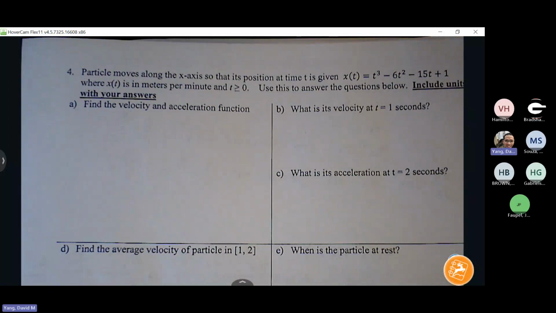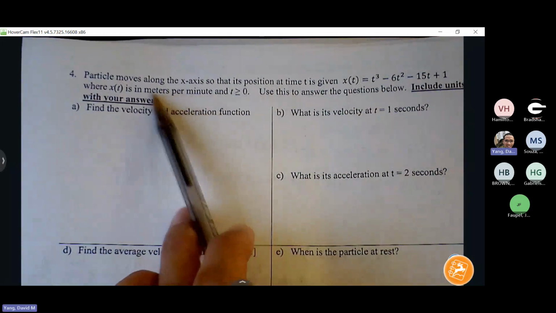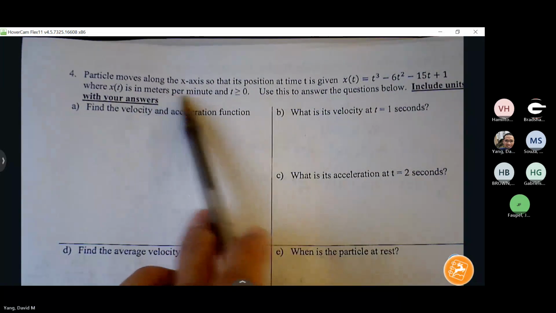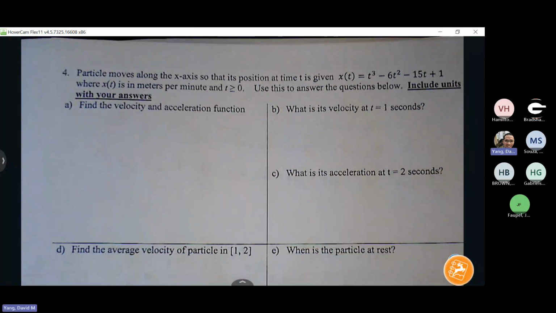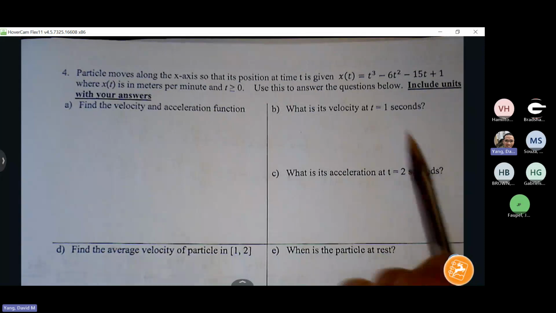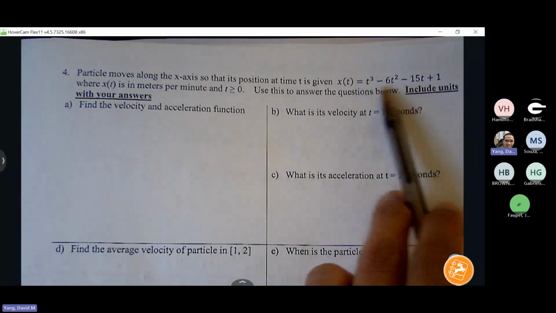Okay, a particle moves along the x-axis. x of t is given by the equation that you see there. Meters per minute. So make a note of that, your units here. Include units with your answer. Find velocity and acceleration. So we'll go ahead and just build our derivative. This is nice and easy here, much easier power rule than on the first page. We can jump directly into it.